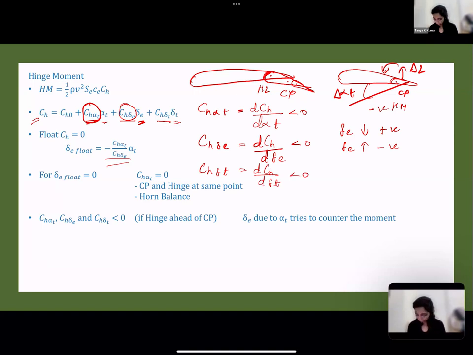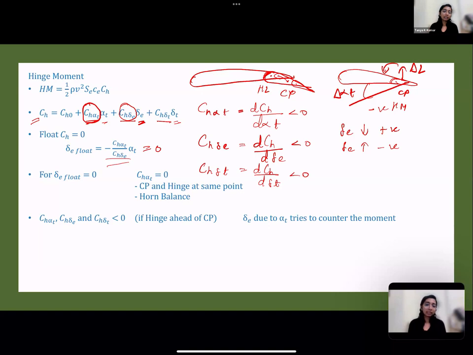Now, this condition we had discussed even last class. If your elevator is allowed to float freely and you want delta E float to be zero, what would the condition be? There are two ways to achieve this. One is if your center of pressure is at the hinge point, then the forces will not produce any moment at the hinge. So if the center of pressure moves towards your hinge line, or your hinge line is moved towards the center of pressure, then delta E float will be zero.